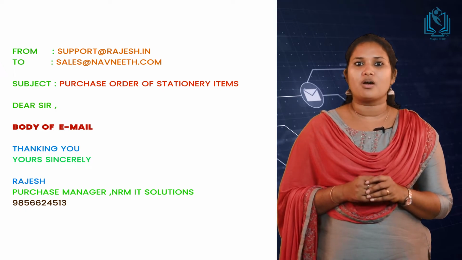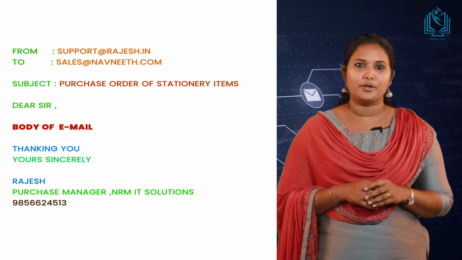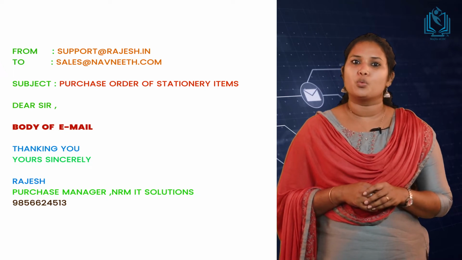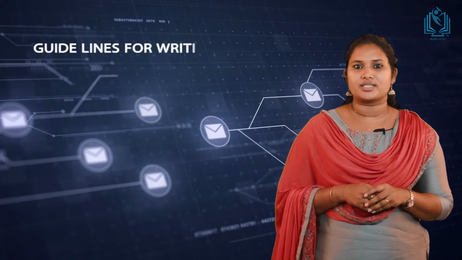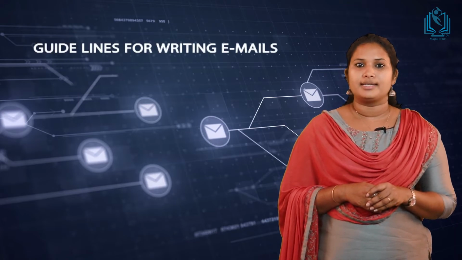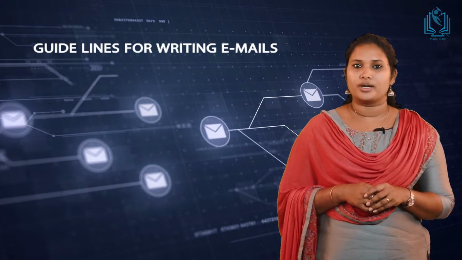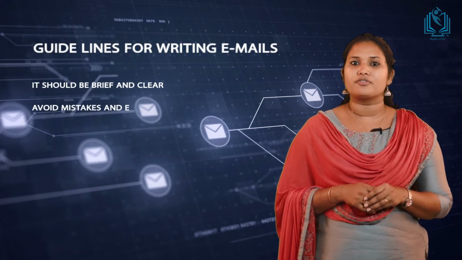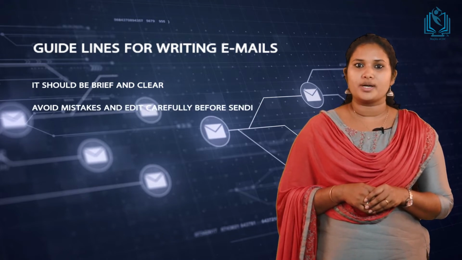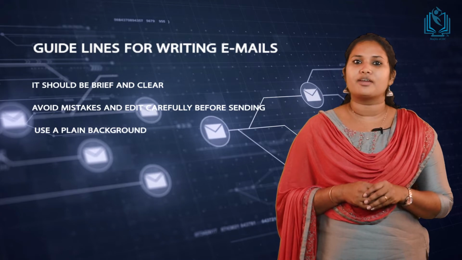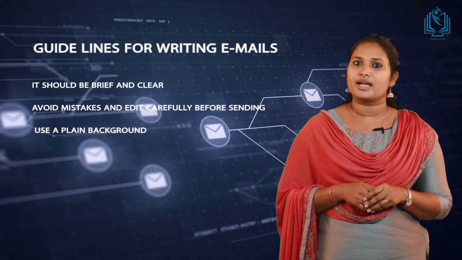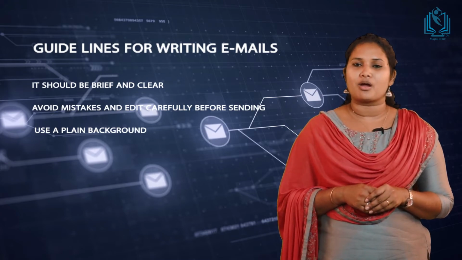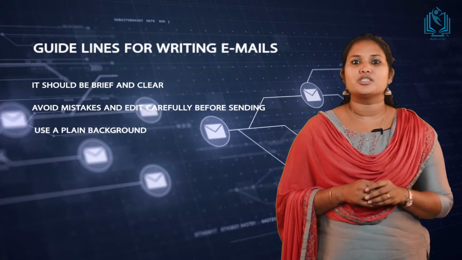After implementing all 7 steps in the email, now I hope that you are very much clear what exactly is an email. To make our email more standard, we should know some guidelines for writing emails. Okay, let's have a look at it. First one, it should be brief and clear. That is, avoid dense paragraphs and be accurate. The next one is avoid mistakes and edit carefully before sending. The next guideline is use a plain background to ensure your email is easy to read.